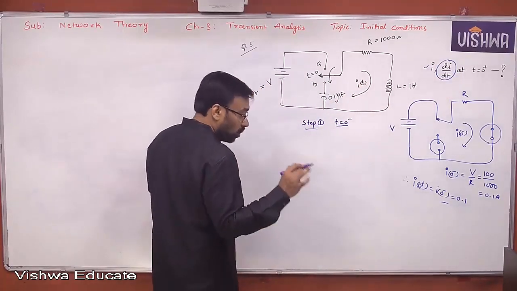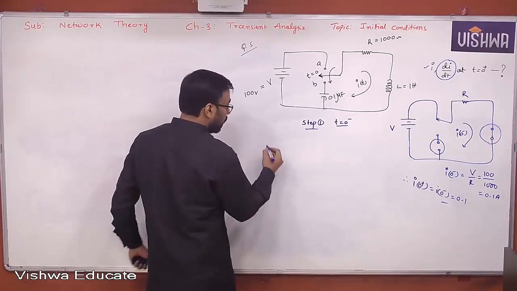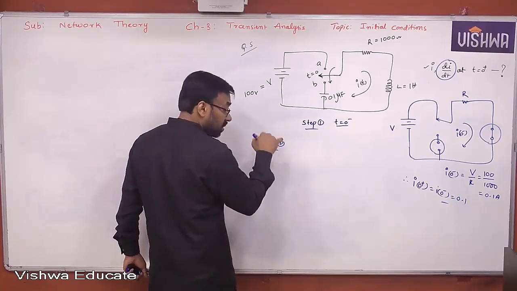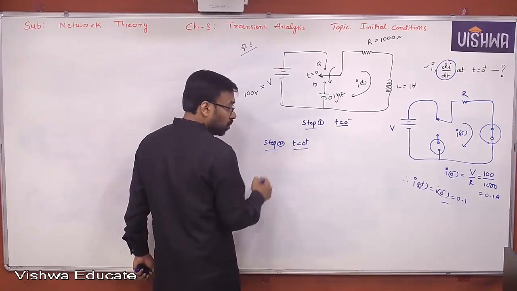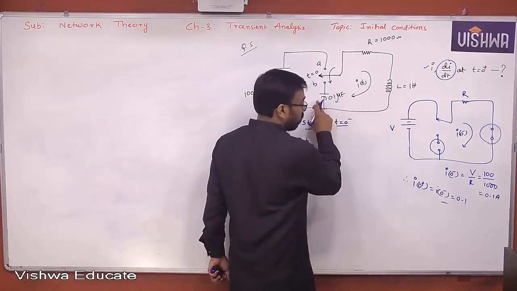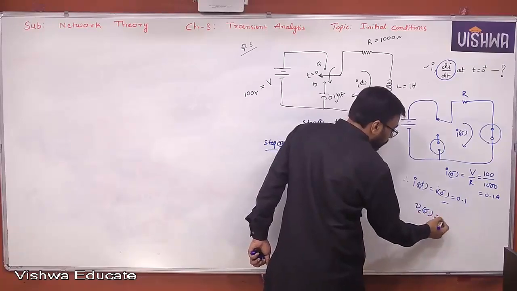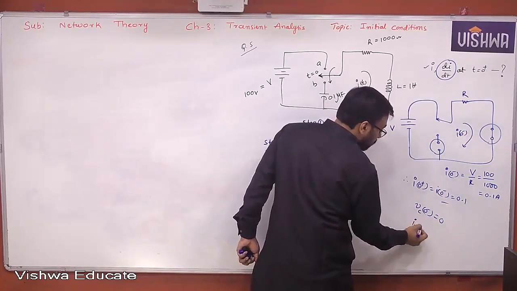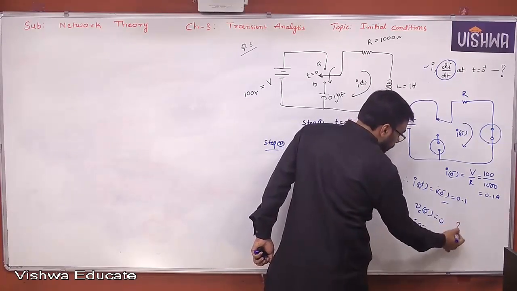So without step 3, let's go for step 2 only. To construct the t equal to 0 plus equivalent circuit in step 2, what do you need basically? You need IL of 0 minus and VC of 0 minus. Can you tell me what is VC of 0 minus? 0, because it is not getting charged. What is IL of 0 minus? How much? 0.1 ampere. Yes or no, all of you?